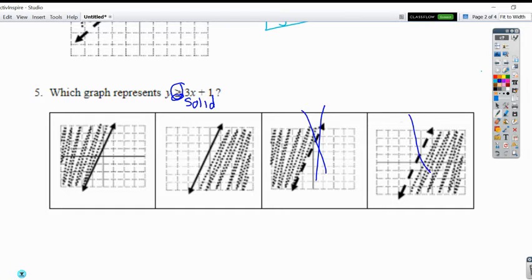Graph number 3 and graph number 4 will not be possible since they are clearly dotted. Also, with that symbol, we have the y is greater than or equal to. That greater than symbol says that we are going to be shading above the line. So which of these remaining graphs has the shading above? That would be our first graph with shading up above the line. The second graph that we have puts the shading down below.